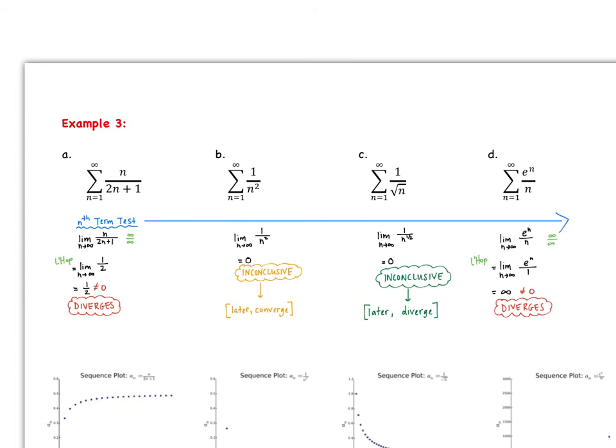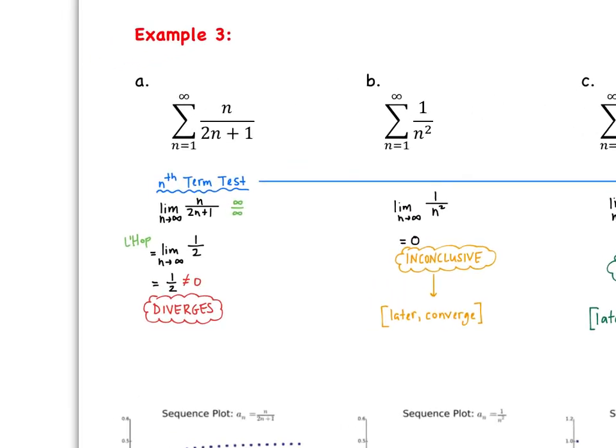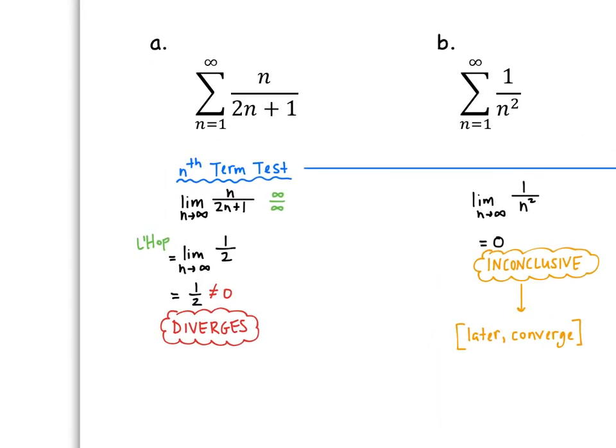We're going to look at these 4 series, and our first thing is we're going to try the nth term test, and that's where we're going to leave it today. So we're going to apply the nth term test. The nth term test tells us to take the limit of this sequence as n goes to infinity. Looking at this first example, we're going to apply the nth term test to see if this series diverges.